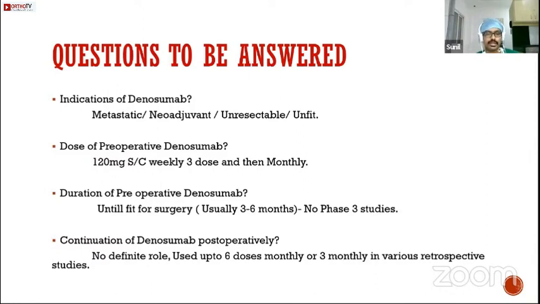The dose is 120 milligrams subcutaneous 3 weekly, then monthly. In the neoadjuvant setting, you can treat until your target is achieved, and in the metastatic setting until progression or until the patient is symptomatically better. Usually with preoperative denosumab, the conversion happens within 3 to 6 months, but there are no phase 3 studies. Denosumab should be continued postoperatively.